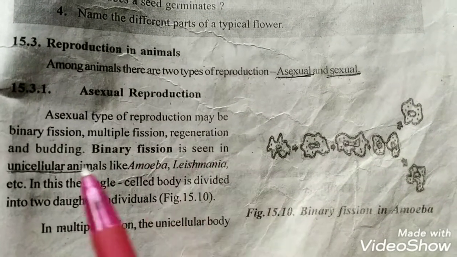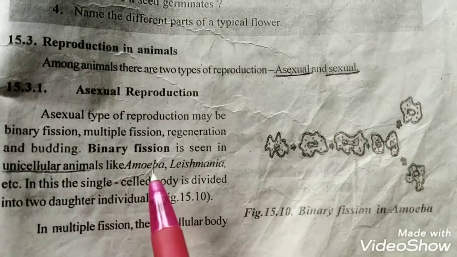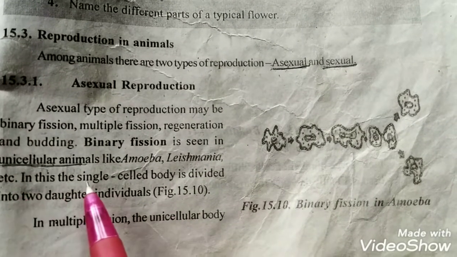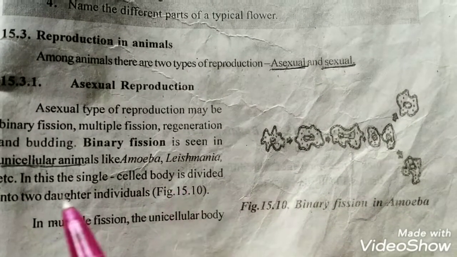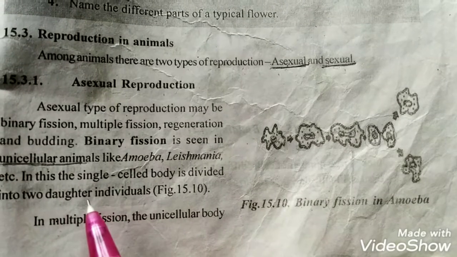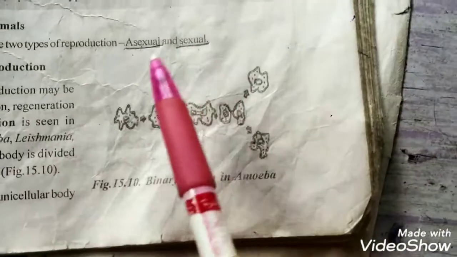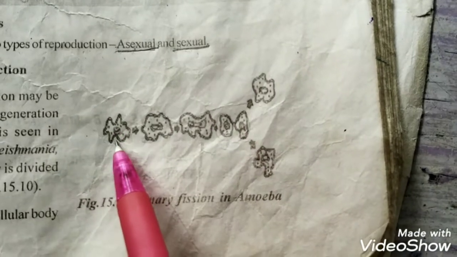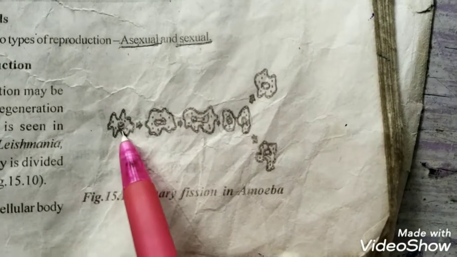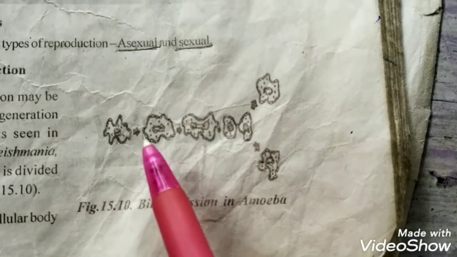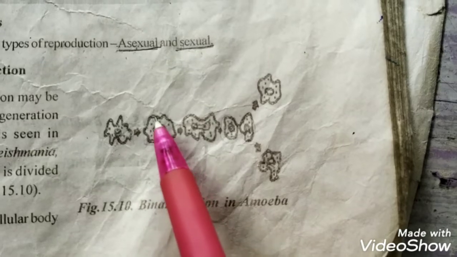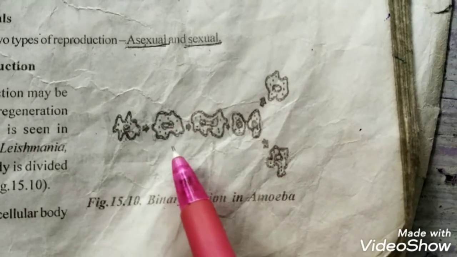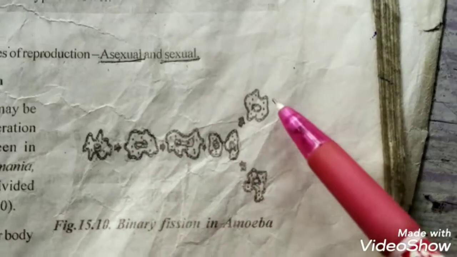Binary fission is seen in unicellular animals like amoeba, leishmania, etc. In this, a single cell body is divided into two daughter individuals. Here you see binary fission in the amoeba. So this is the parent cell. Once this parent cell is mature, what will happen? The nucleus starts splitting. At the same time, the cytoplasm also starts splitting. As a result, what will happen?